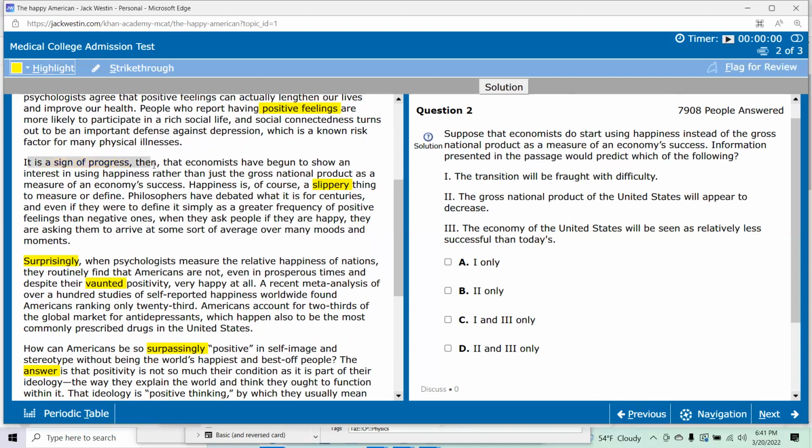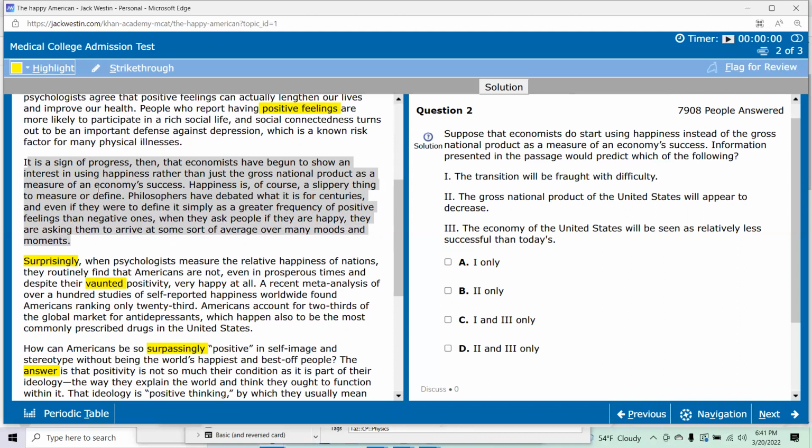It is a sign of progress then that economists have begun to show an interest in using happiness rather than just gross national product as a measure of an economy's success. Happiness is, of course, a slippery thing to measure or define. Philosophers have debated what it is for centuries, and even if they were to define it as simply a greater frequency of positive feelings than negative ones, when they ask people if they are happy, they are asking them to arrive at some sort of average over many moods and moments.